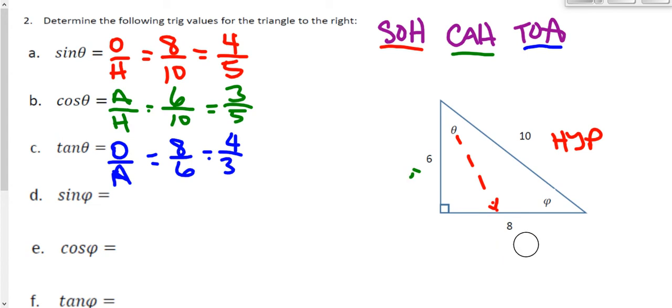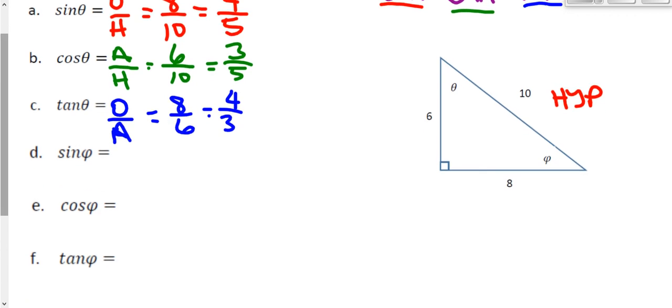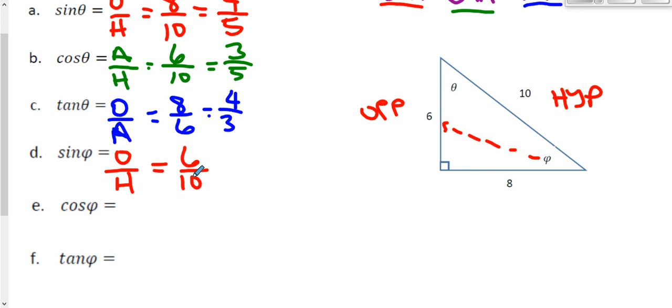Now let's go ahead and take a look at doing the same thing for phi. So the sine of phi. This time my angle is on this side, so its opposite is this guy over here, 6. So to find the sine of phi, I have to use the opposite over the hypotenuse, so 6 over the hypotenuse of 10. So it would be 3/5 for the sine.